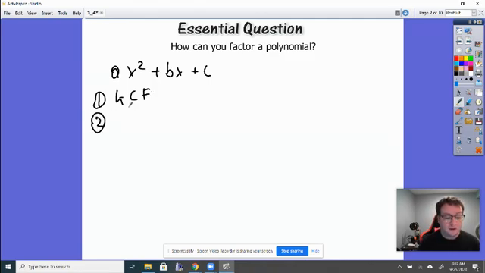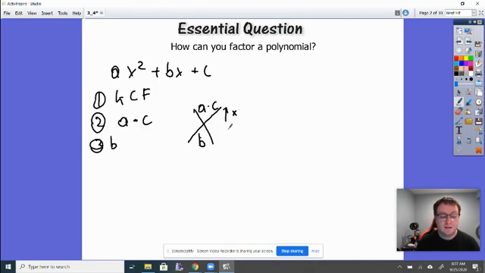After I've done that, I'm going to take A times C, and I'm going to put that in the top of my diamond. I'm going to take B and put it in the bottom. After I do that, I need to figure out what two numbers multiply to give me AC and add to give me B. So what I want to do is take AC and find its factors. And we'll do this step by step in a second. Once I know that, then I say, okay, well, which one of those adds up to give me B?